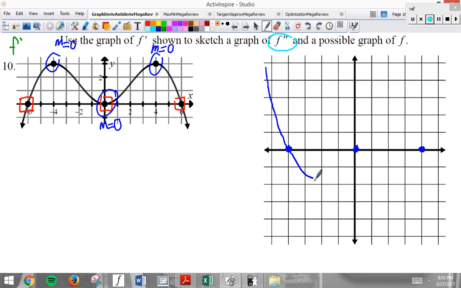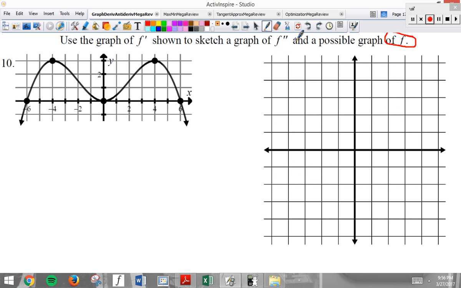Slope is negative. Slope is positive. Slope is negative. Right. Done. Something like that. Perfect. Okay, same key points: rel maxes, rel mins, x-intercepts.